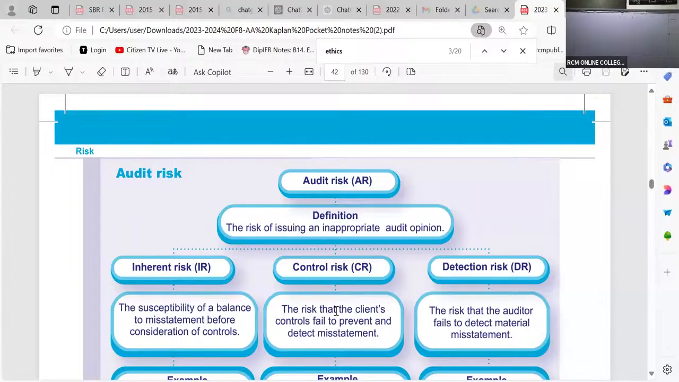Control risk is the risk that the client's controls fail to prevent and detect misstatement. Like when you have put in all the safeguards, but still things get through, and you just accept it. So control risk in this case is the risk that the client's controls, you put in controls, but that may not prevent errors 100%. So the risk that the client's controls fail to prevent and detect misstatement.